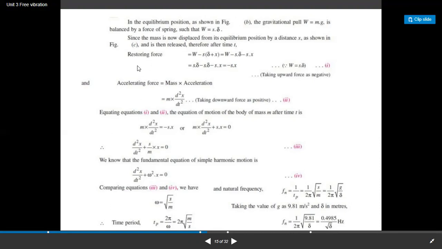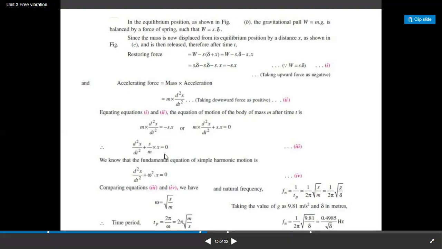Equating the equation of restoring force and accelerating force, m d²x/dt² is equal to minus sx, or we can get m d²x/dt² plus sx is equal to 0. Now we are going to divide the whole equation by the mass. We can get d²x/dt² plus (s divided by m) into x is equal to 0.